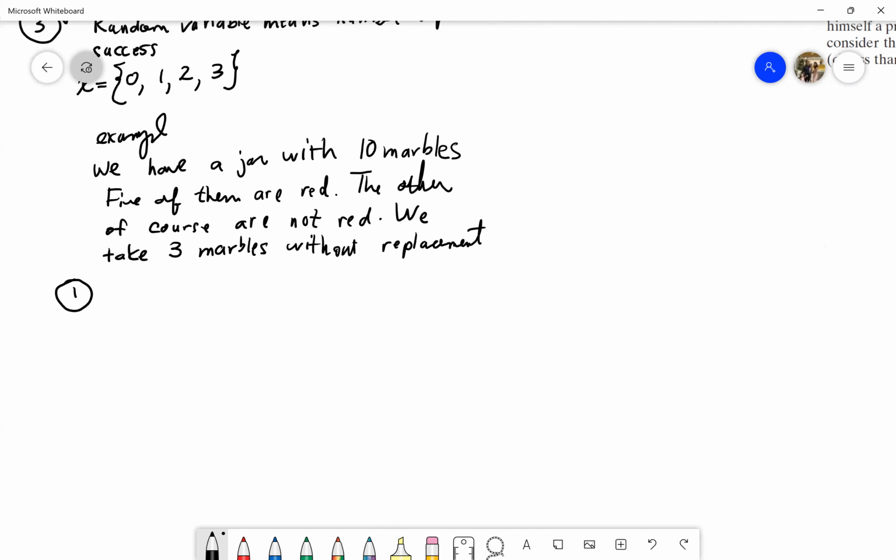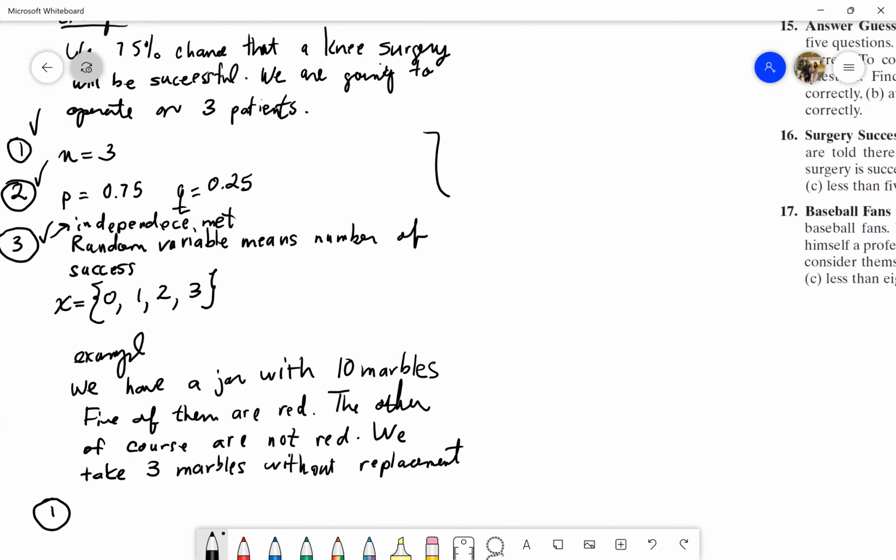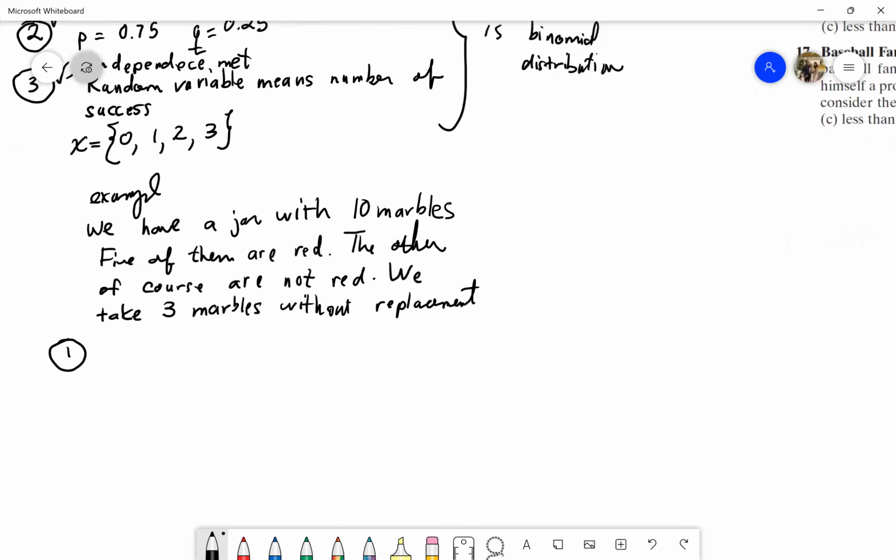There you go. We don't replace it. So you already got it. While the previous one is a binomial distribution, this one will not be. N is 3, so it's fixed. Do we have two outcomes? Yes. What's the probability of getting a red marble? There's 10 marbles, 5 of them are red. So it's 0.5. What about Q? 0.5. All right, so we have the second condition met.